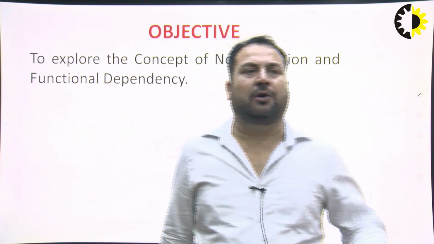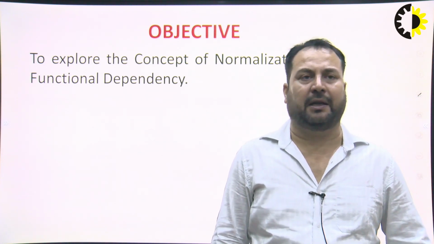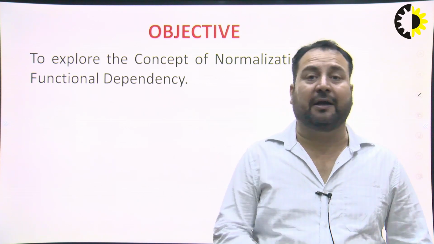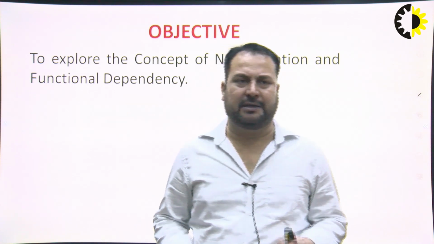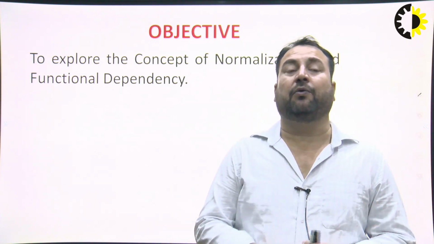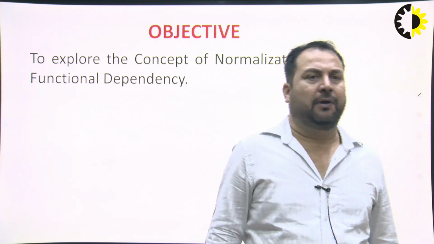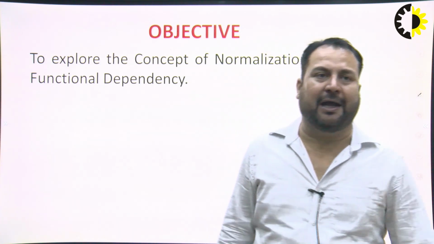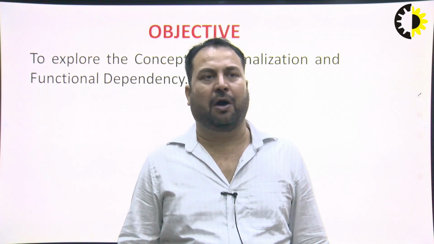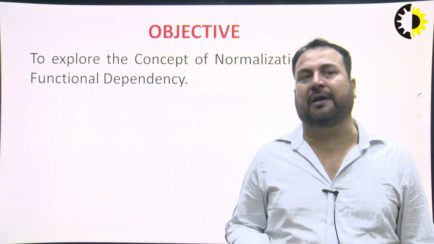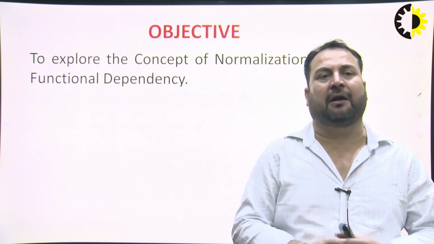Normalization is basically a concept or technique by which we eliminate redundancy, meaning how repeated data could be removed, eliminated to the extent that the redundancy will be minimum. So the objective is to minimize the repetition of data in a relation.